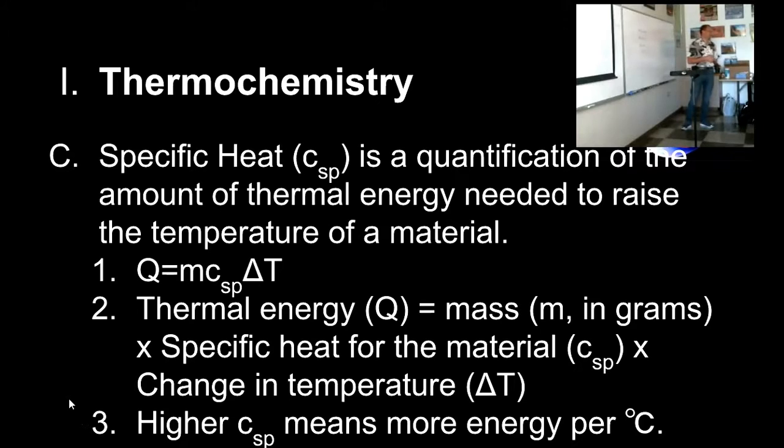So, specific heat now. We use C_sp, and again, I don't know why it's C. Great. H means enthalpy and C means specific heat. But C_sp is a quantification of the amount of thermal energy needed to raise the temperature of the material. So certain things respond really quickly to additional thermal energy. If you put a copper pan on a fire, the copper pan gets hot real fast. And that's why copper is a great metal to use for pots and pans, because it transfers thermal energy really quickly, and it very quickly reaches high temperatures.